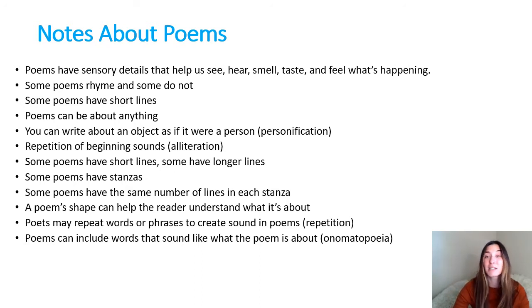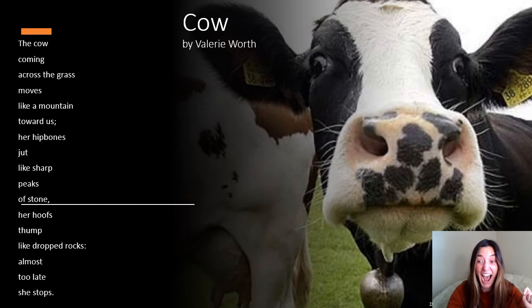You might have your poem in a particular shape to help your reader know what it's about. You might repeat words or phrases to create sounds using repetition. You might use onomatopoeia and include words that sound like what a poem is about. All right? I want you to look for these things in the poem we're about to read today. Now, I really like this poem, and you're going to see why right away. It's called Cow by Valerie Worth.